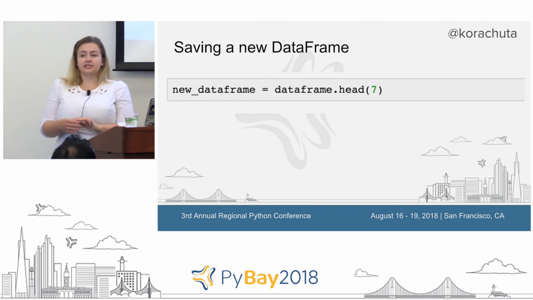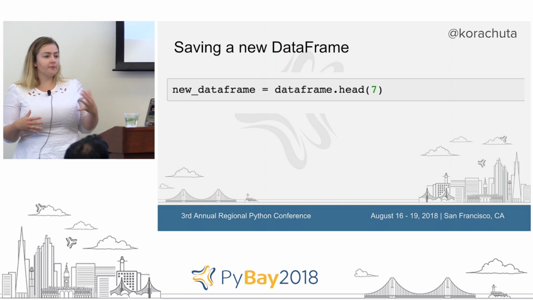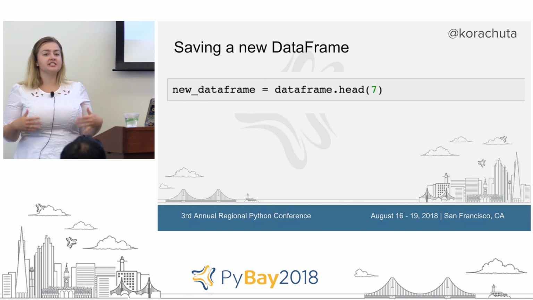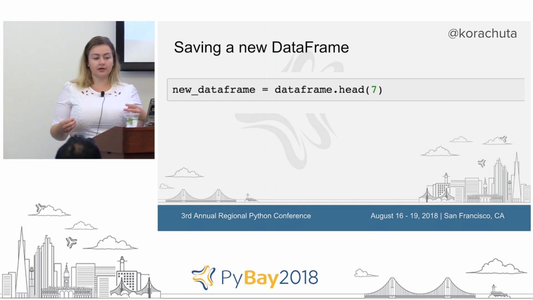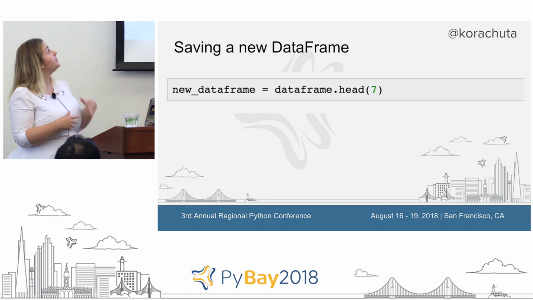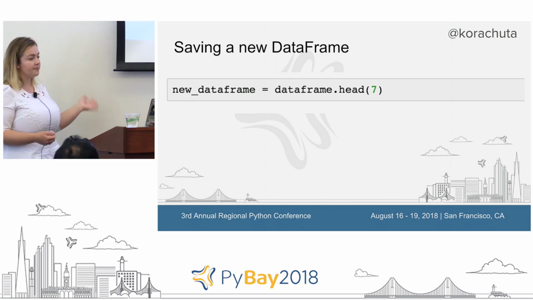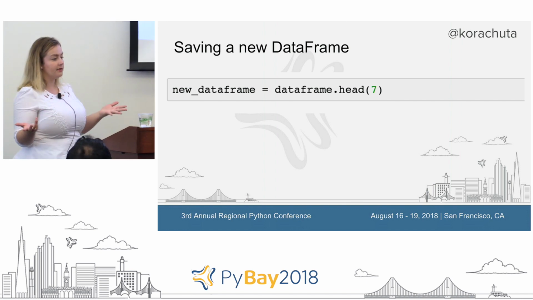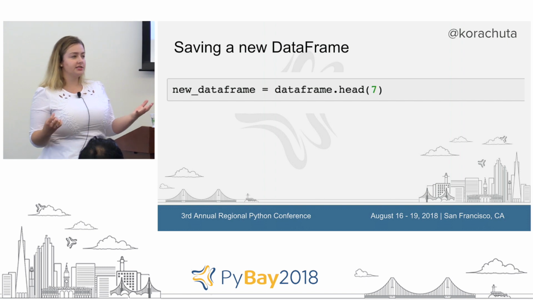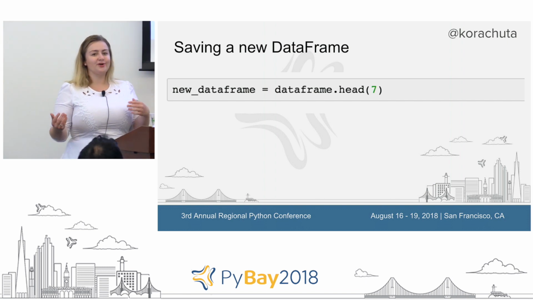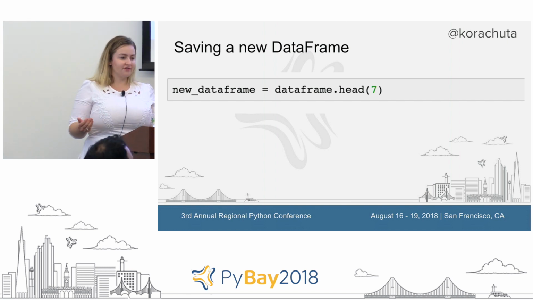One thing that I didn't mention is that for most of these operations, I'm actually not saving the new data frames or any new objects that are produced. So just to inform you that this is how you would do it. I would save new dataframe equals dataframe.head(7), meaning that I just saved a new data frame, which is equivalent to the old data frame's first 7 rows.